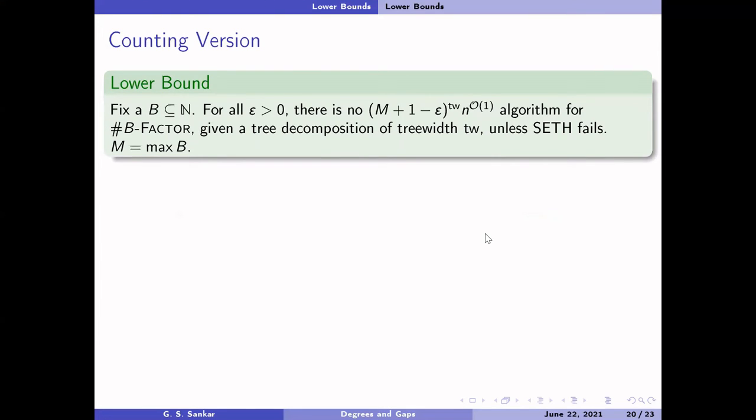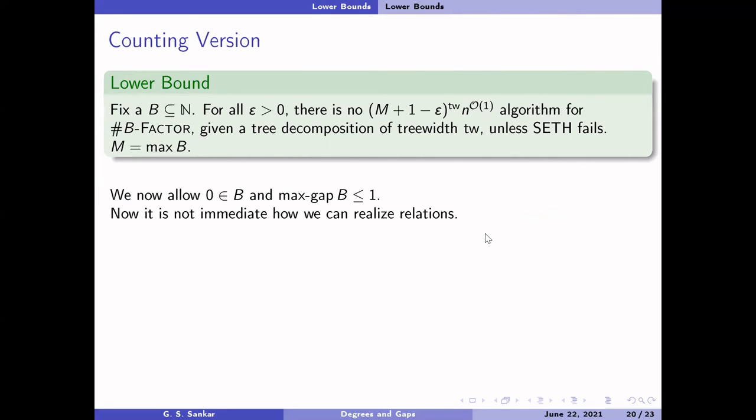So in the counting version, again, we want to show a similar lower bound, but the difference here is that we now allow 0 in the list, and we also allow the maximum gap to be smaller than 1, right? This is pretty clear because we started this talk with the perfect matching problem, and the perfect matching problem can be seen as one factor, where B is exactly just 1. And we know that counting perfect matchings is really hard. And so we don't expect these problems to be easy in any sense.